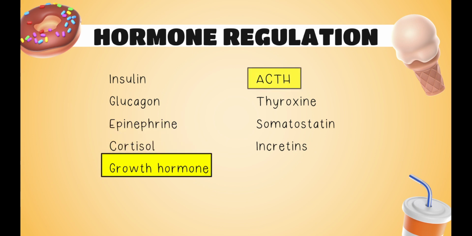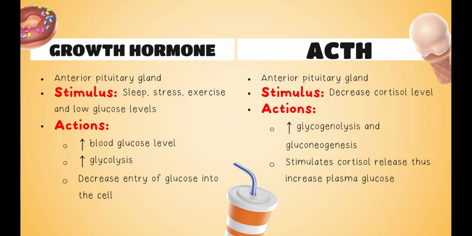So, now let us proceed with growth hormone and ACTH. So, bakit ko din po ito kinumbine? It's because they are both secreted in your anterior pituitary gland. What stimulates the release of your growth hormone are the following: sleep, stress, exercise, and low glucose level. Though growth hormone is not really that valuable as we grow older, pinaka-grabe or pinaka-evident yung function niya during the growth years sa bata.